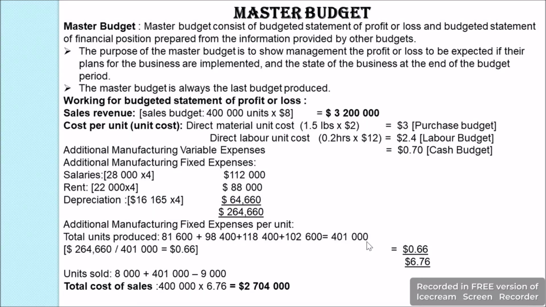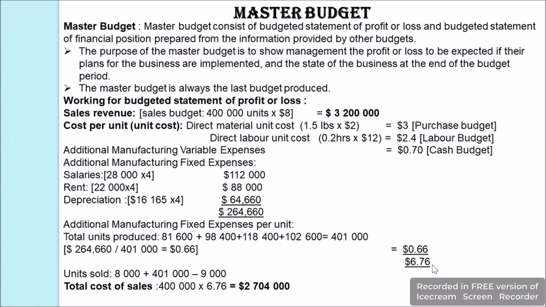For one unit, how much? So what we'll do is we take 264,660 divided by 401,000, we get the value as 66 cents. Now we add all this, that is $3 plus $2.4 plus 70 cents plus 66 cents. We get the cost per unit as $6.76.